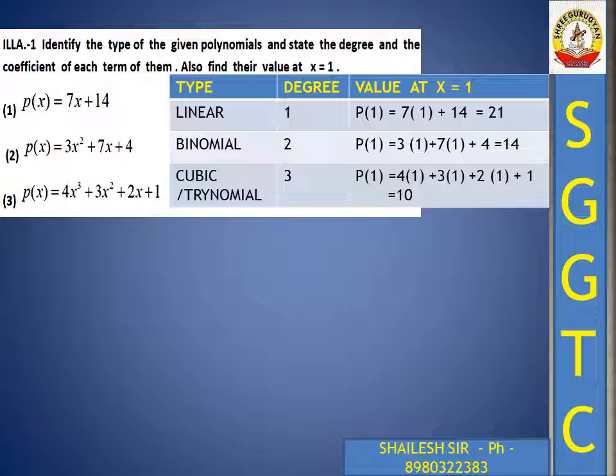And in the third question, look at that, the highest power is your degree. What is the highest power in the third question? Yes, it is 3. So my answer is cubic, or trinomial. And after that value putting, p of 1 is equal to 4 1 plus 3 1 plus 2 1, and the last one, you get the answer is only 10.